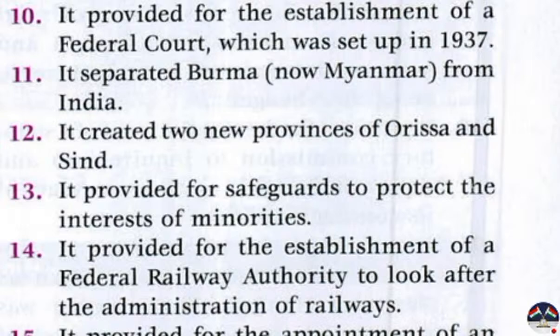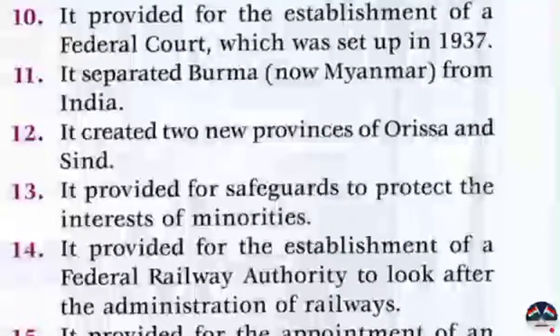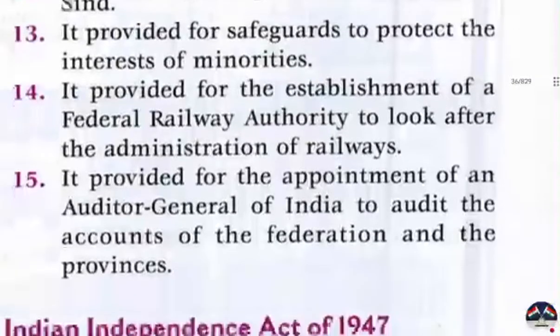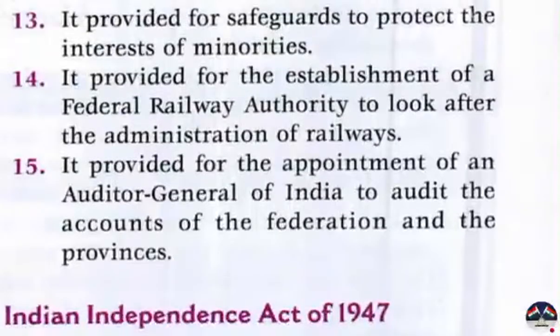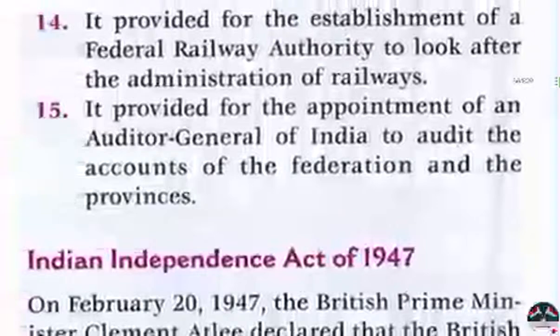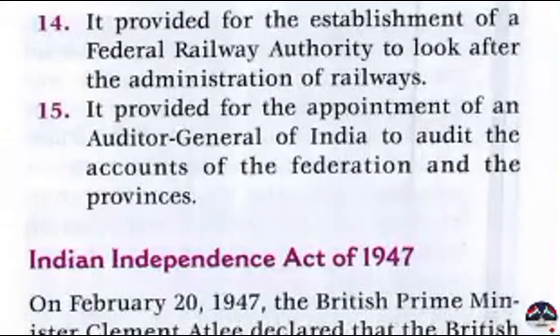Basically, in this, the British government followed the rule of divide and rule. It created 2 new provinces of Orissa and Sindh. It provided for safeguards to protect the interests of minorities, and it also provided for the establishment of a federal railway authority to look after the administration of railways.